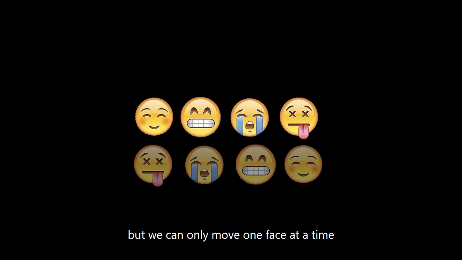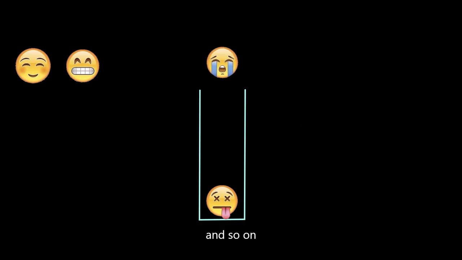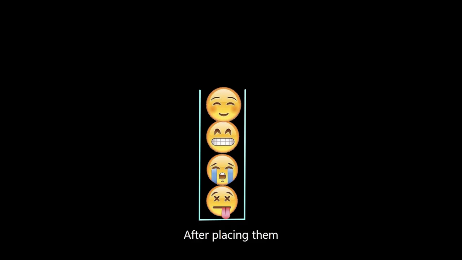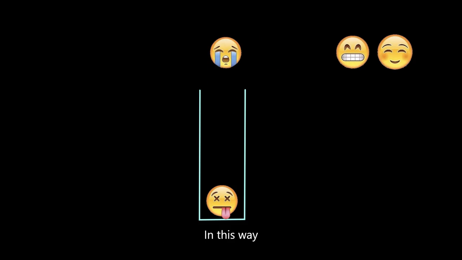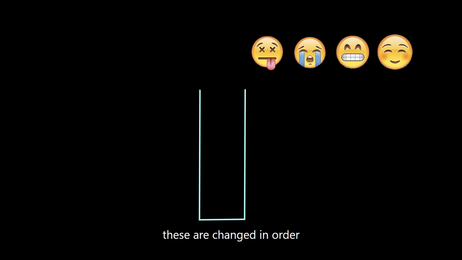If we want to solve these expressions in the opposite direction, but we can only move one face at a time, what should we do? Here is a container. Put the first one in the container, then the second one, and so on. After placing them, pop the top one out first, then the second one, and so on. In this way, the order is reversed.